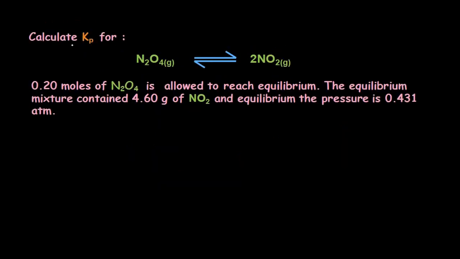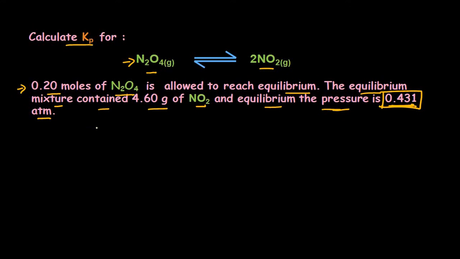Now let's understand this in detail by calculating the value of Kp with the help of an example. Here we have a reaction where dinitrogen tetroxide decomposes to form nitrogen dioxide, and here is a question which says 0.2 moles of N2O4 is allowed to reach equilibrium. The equilibrium mixture contained 4.60 gram of nitrogen dioxide and the equilibrium pressure is 0.431 atmosphere. Now, equilibrium pressure means this is the total pressure of the reacting mixture.